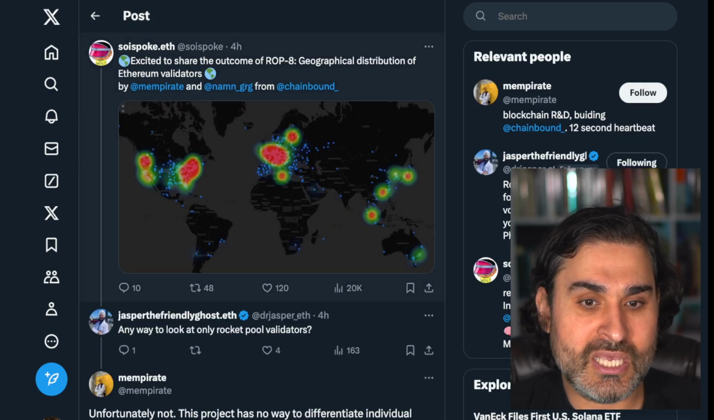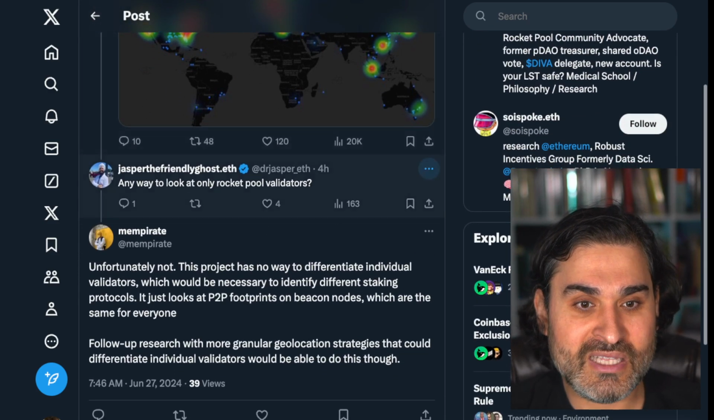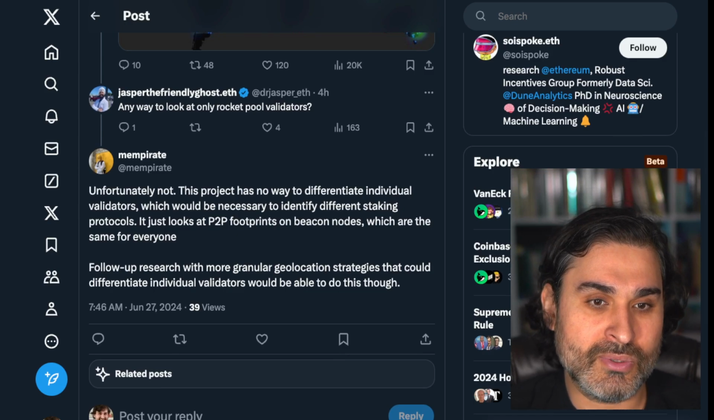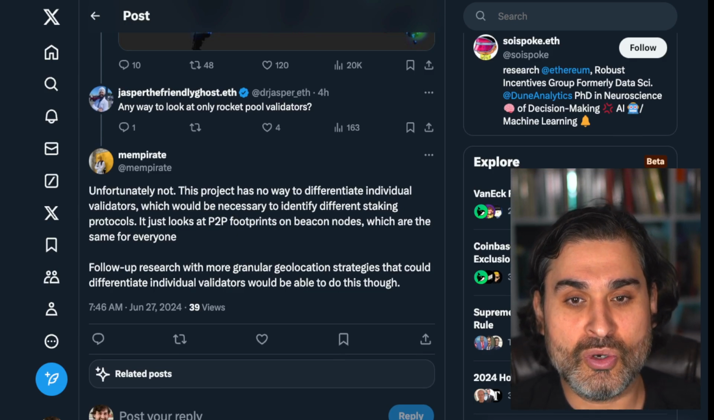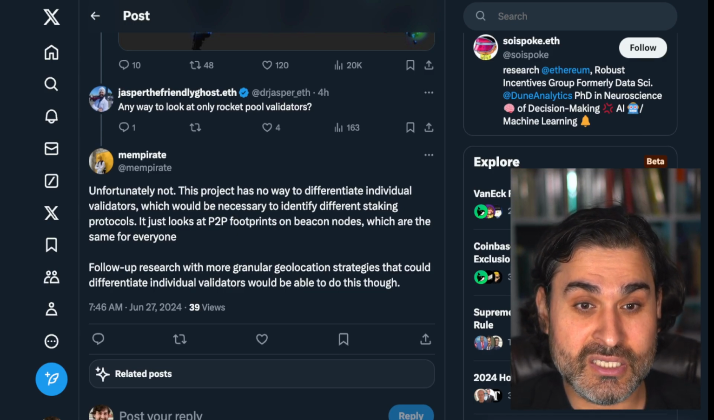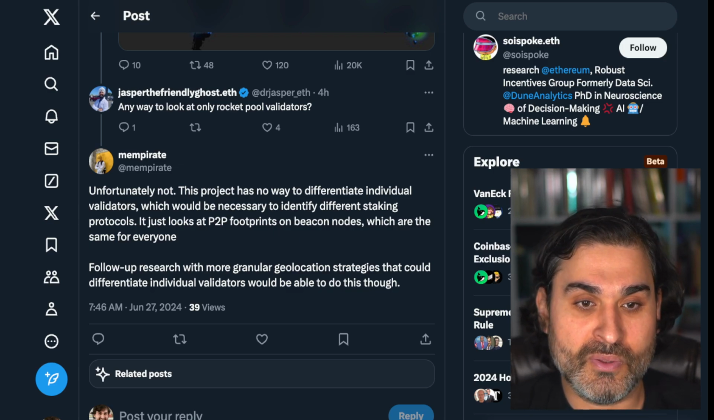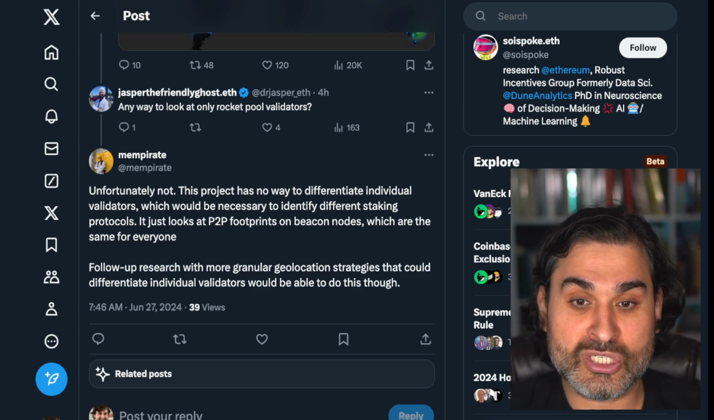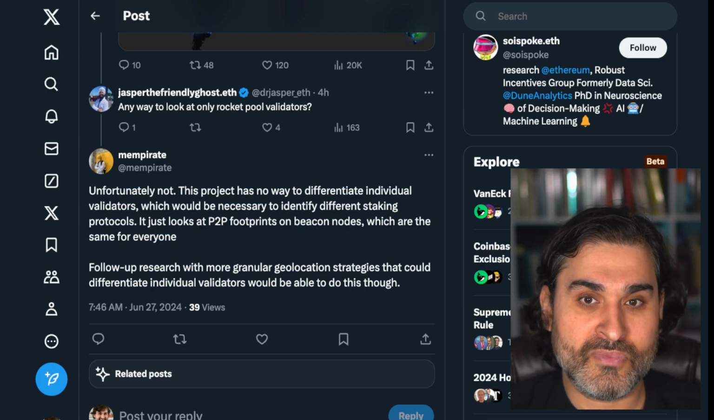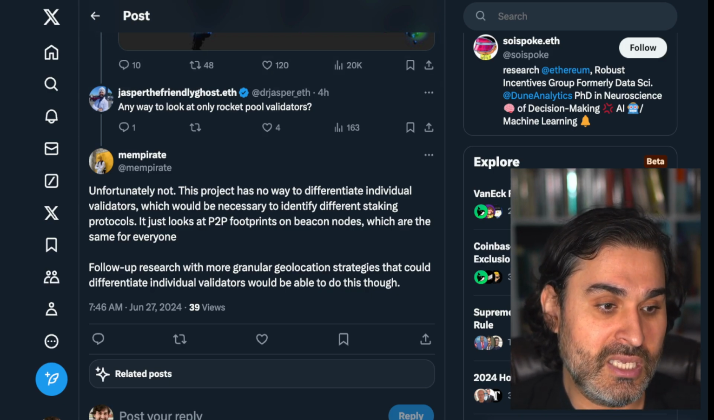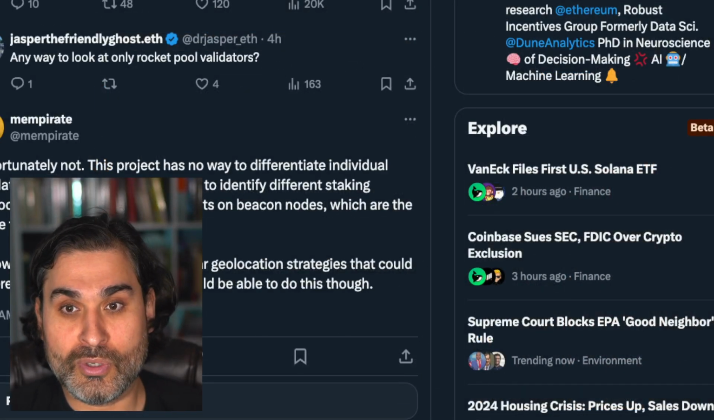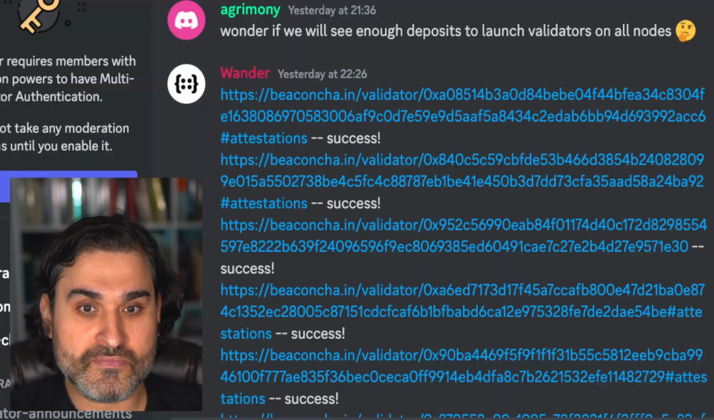Jasper asked a question here, says, is there any way to look at just Rocket Pool validators? And then the reply was, unfortunately not. This project has no way to differentiate individual validators, which would be necessary to identify different staking protocols. It just looks at P2P footprints on beacon nodes, which are the same for everyone. Follow up research with more granular geolocation strategies that could differentiate individual validators would be able to do this though. So that would actually be really exciting to see, because I want to see where all the Rocket Pool node operators are.